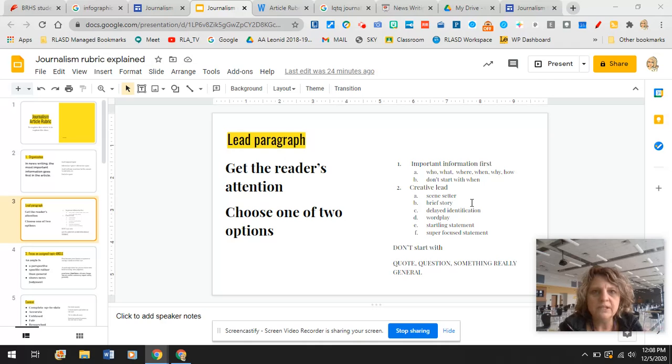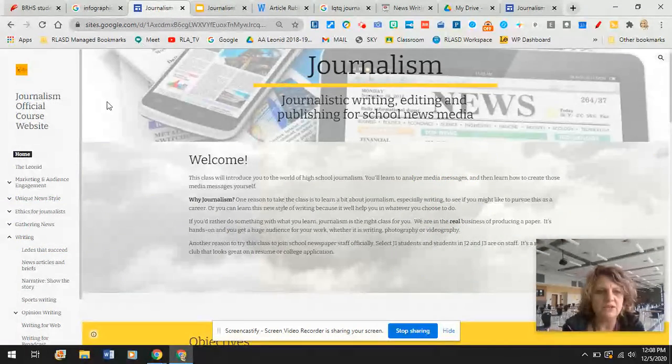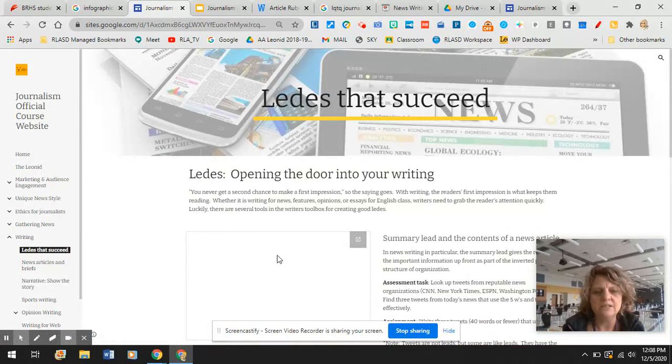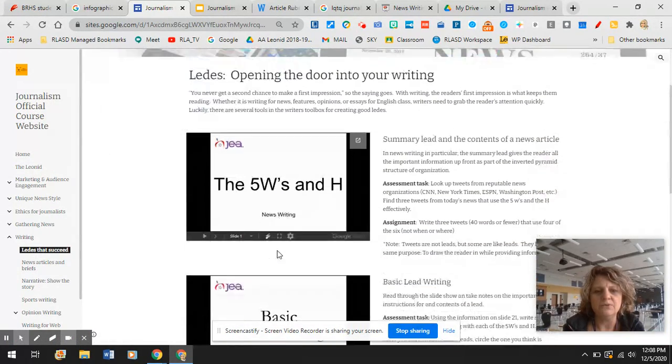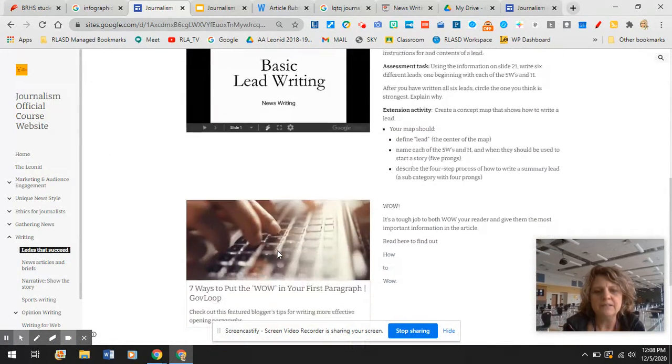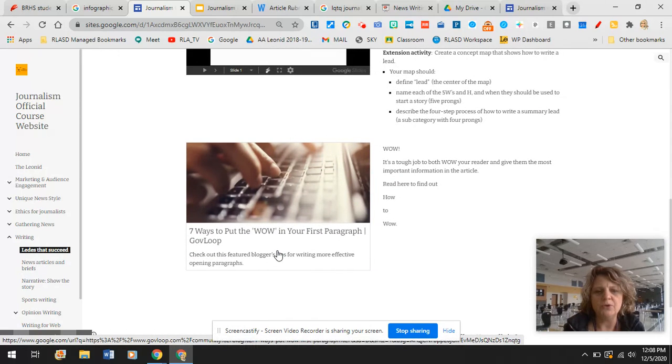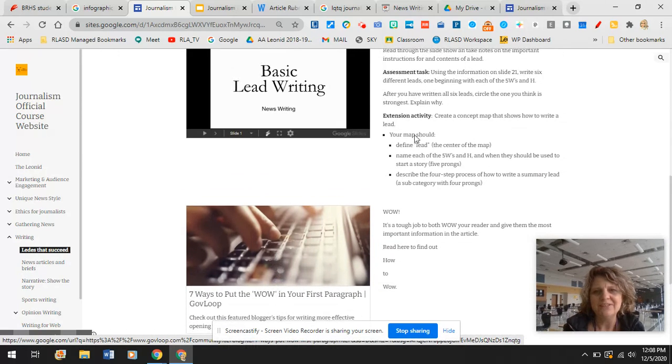So your lead paragraph is the opening paragraph. Its function is to get the reader's attention and also provide the most important information first. If you need more information about that, you can go to the page on our journalism website called Leads That Succeed, and there is information there on both summary leads, basic lead writing, and how to put wow in your first paragraph. So that means getting people's attention.